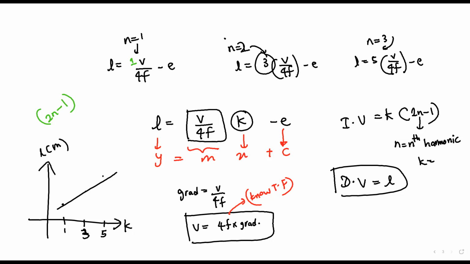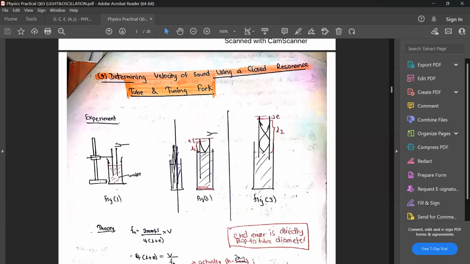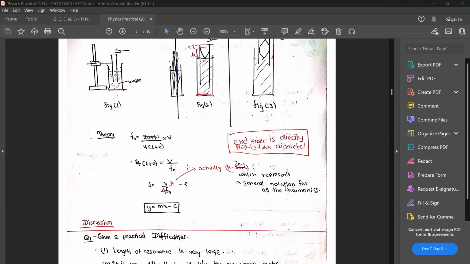Right, so now let's look at the points. This is what I have said. We get the final equation: L is equal to V over 4F multiplied by K, minus E. And the other thing is, what about this minus E?